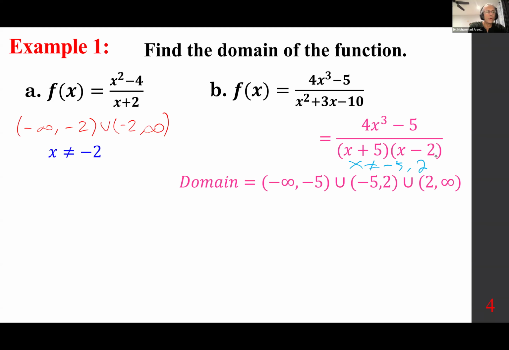In an interval format, we would write the domain is from negative infinity to negative 5, union, negative 5 to 2, union, 2 to infinity. That's how we would write it using an interval format.